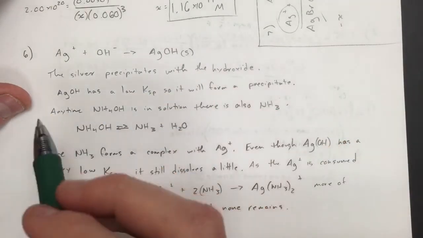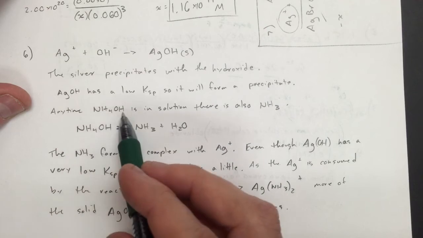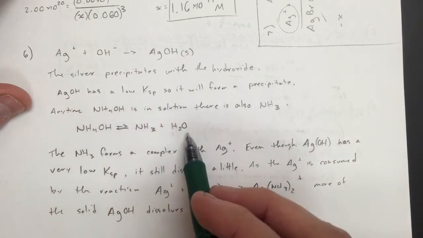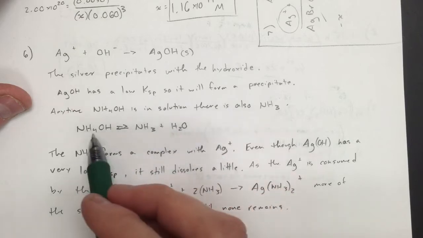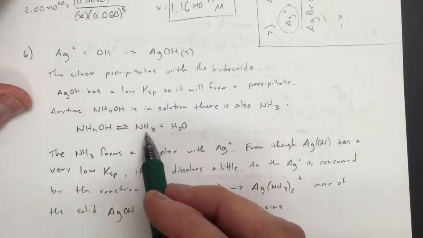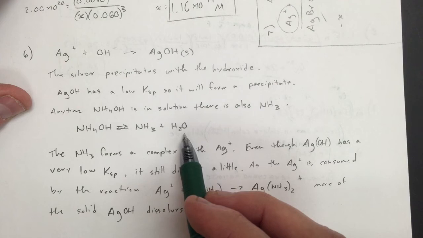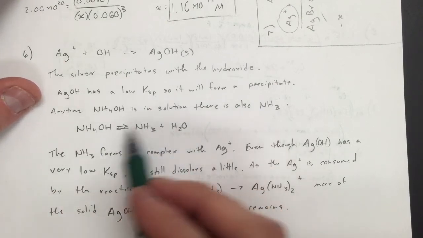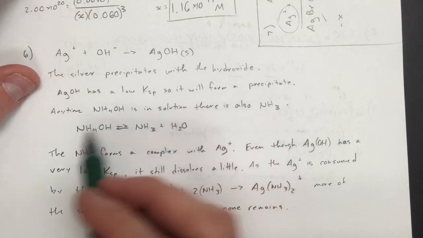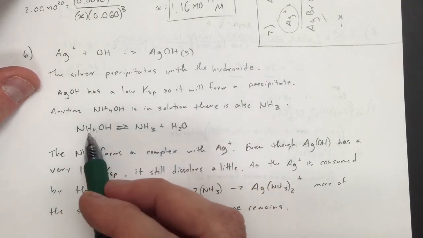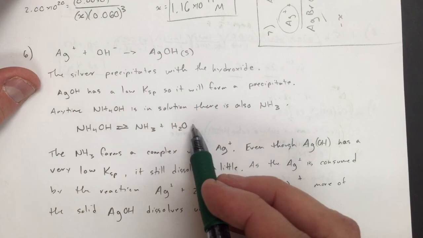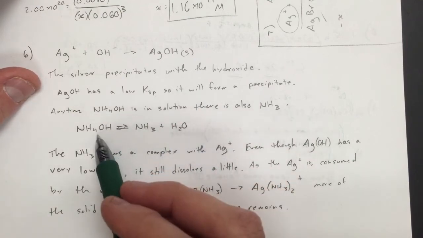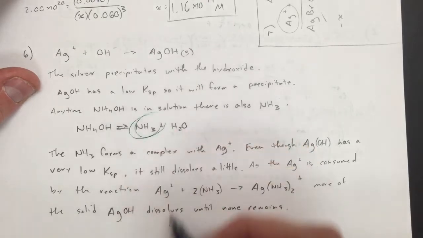That's the white precipitate. Now next, anytime NH4OH is in a solution, there's also some NH3, because you're going to have this equilibrium back and forth: NH4OH in equilibrium with NH3 plus H2O. Because this is a moderate base, the NH4 is also a moderate acid, so it can release one of its hydrogens, and that can combine with the OH that's there and form H2O. So anytime you have NH4OH in solution, you also have NH3.